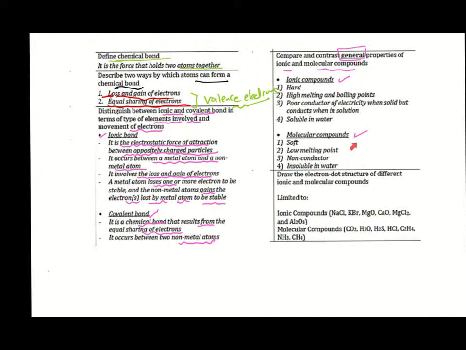These are general properties. Of course, there are some exceptions from both categories. And then you will learn how to draw electron dot structures of different ionic and molecular compounds, limited to formation of NaCl, KBr, MgO, CaO, MgCl2, Al2O3, and the molecular compounds such as carbon dioxide, water, H2S or hydrogen sulfide, HCl or hydrogen chloride, C2H4 or ethene, NH3 or ammonia, CH4 or methane.